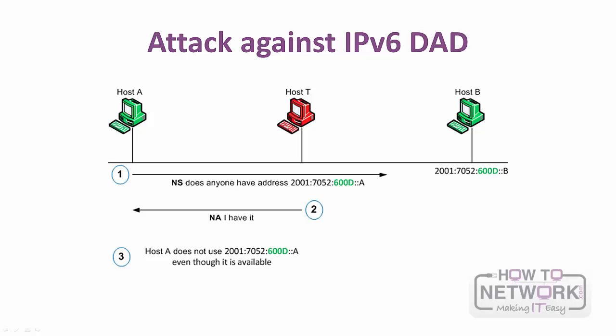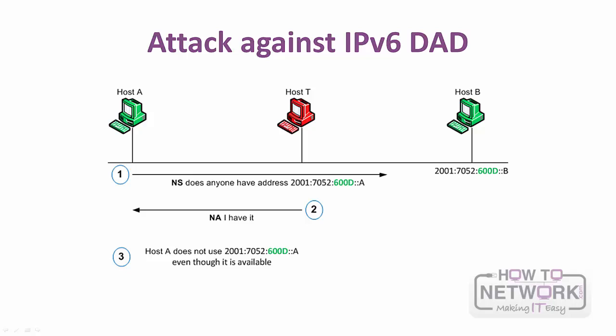For example, 2001:7052:600D::A. If other hosts do not respond with an ICMP NA stating the address has been taken, then host A is able to use the address. Step 2. In this scenario, DAD can be susceptible to attacks by malicious host T, which wants to prevent host A from receiving an IPv6 address.